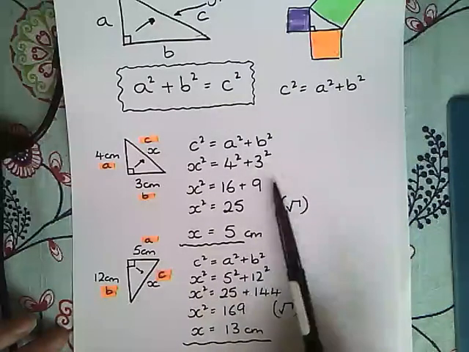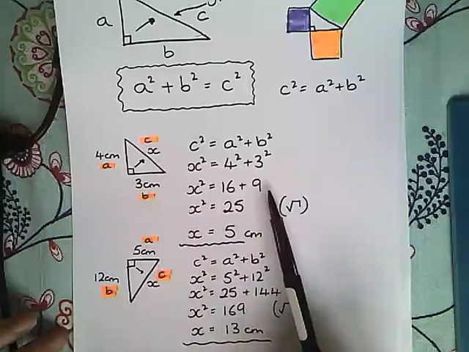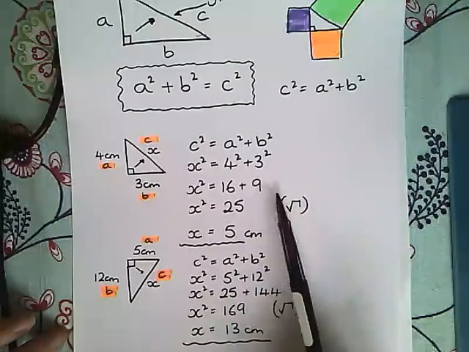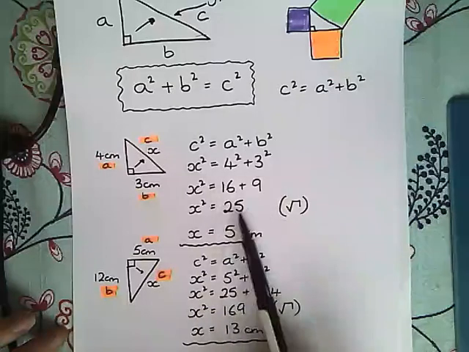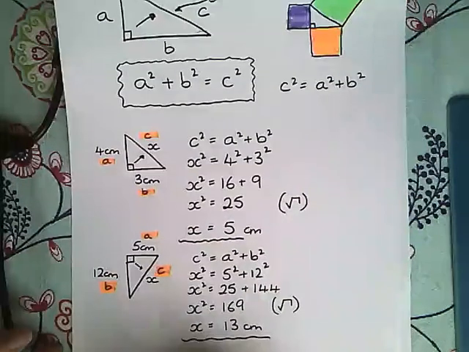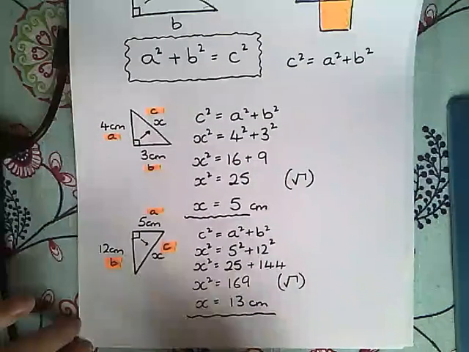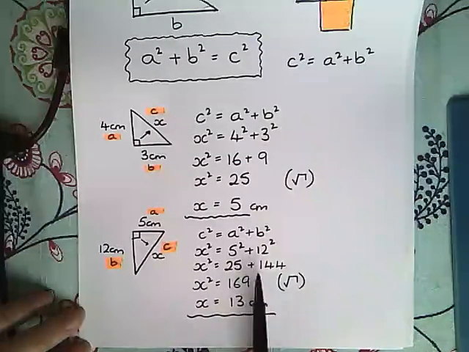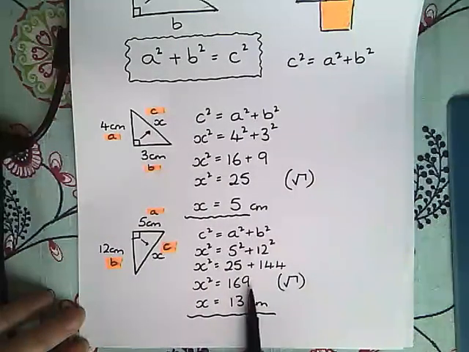Then on the next line you do your workings out, you work out what the squares of those numbers are. To undo a square, you have to square root the total, and that would give you a measurement for your missing side, which is the hypotenuse. Same here. Substitute the numbers in, work out the squares, add them together, and then square root.